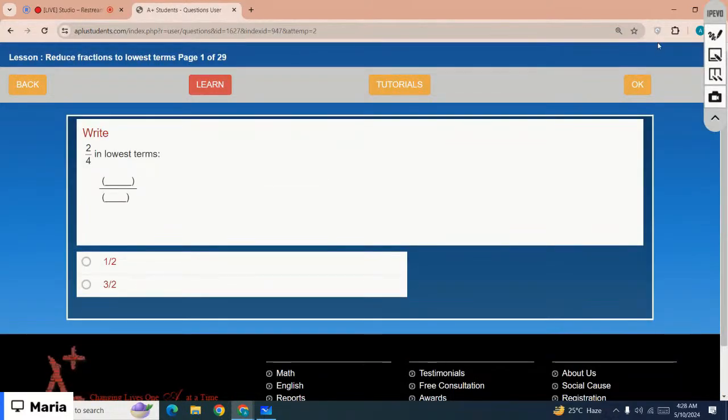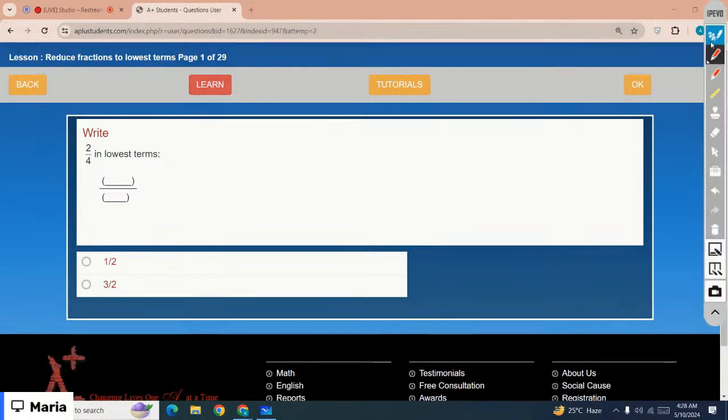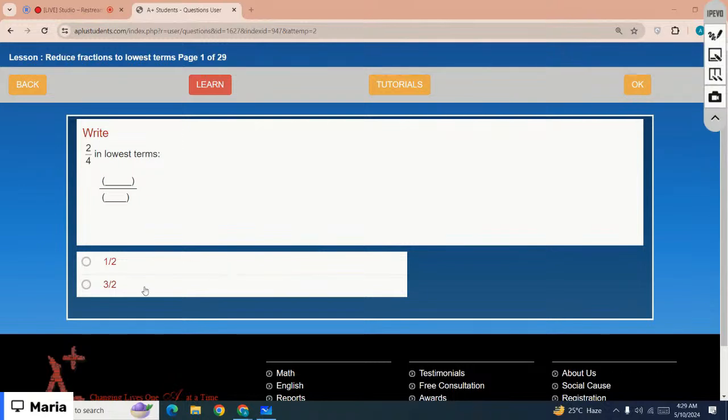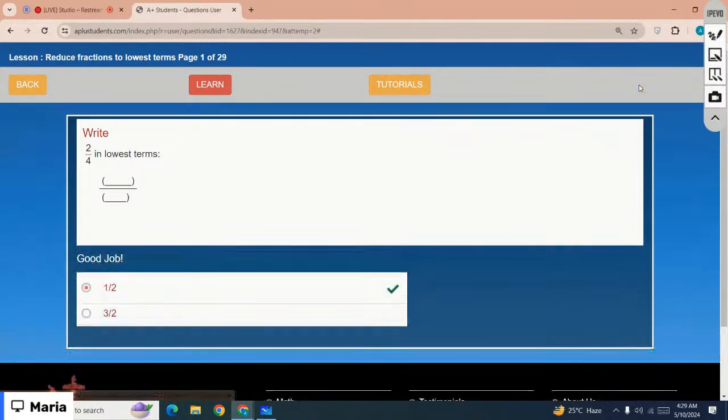Okay, write 2 by 4 in the lowest term. So you have to find the largest number that can divide both numerator and denominator. The largest number that can divide both is 2. So divide them by 2. 2 divided by 2 is 1 and 4 divided by 2 is 2. So 2 by 4 in the lowest term is 1 over 2. The correct option is 1 by 2, right? The correct option is 1 over 2.